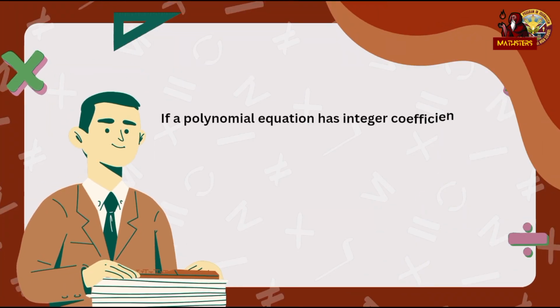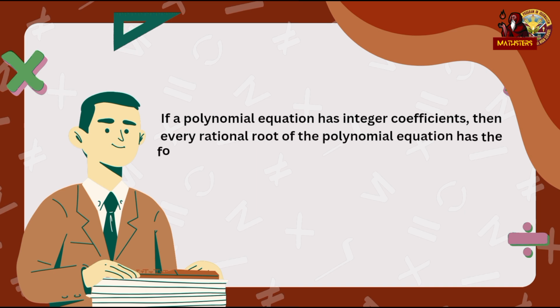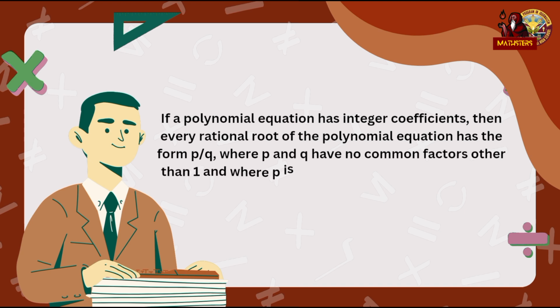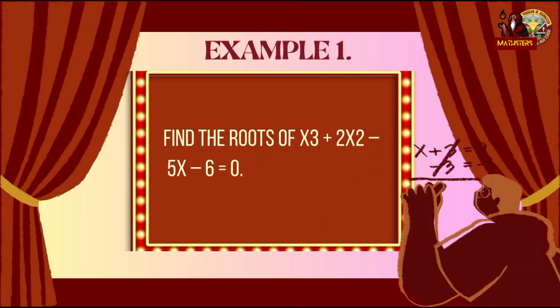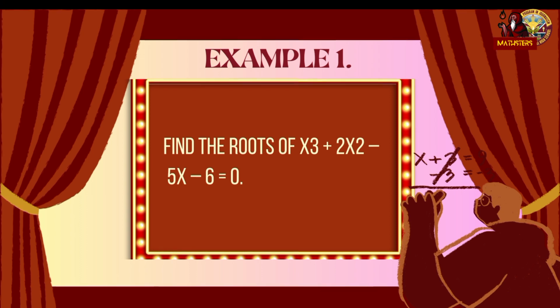If a polynomial equation has integer coefficients, then every rational root of the polynomial equation has the form p over q, where p and q have no common factors other than 1, and where p is an integer factor of the constant term a sub 0 and q is an integer factor of the leading coefficient, a sub n. Let us use these theorems in solving the roots of a polynomial equation.